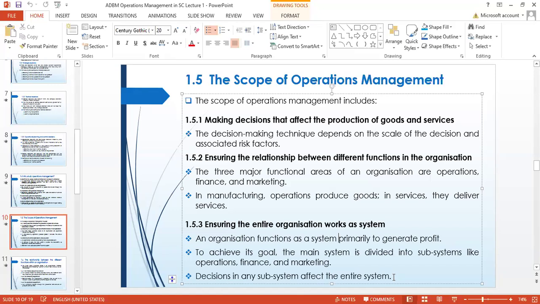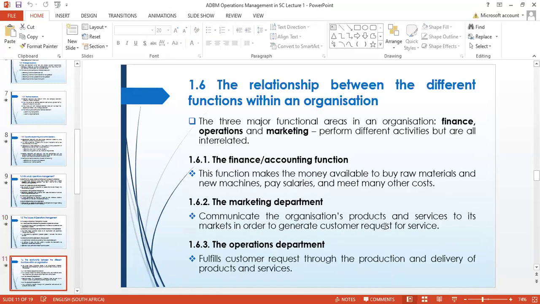From the scope of operations management, what do we have? The relationship between the different functions within an organization. I also mentioned the relationship from the previous slide, right? We have the finance function, one of the major functions within an organization. This function, the finance, provides the money to buy anything that is needed in any other function. It might be the operations department. It requires raw materials. It goes to the finance function for the funds.